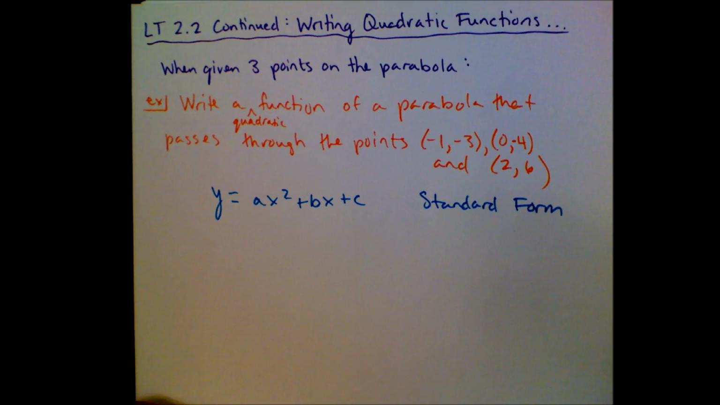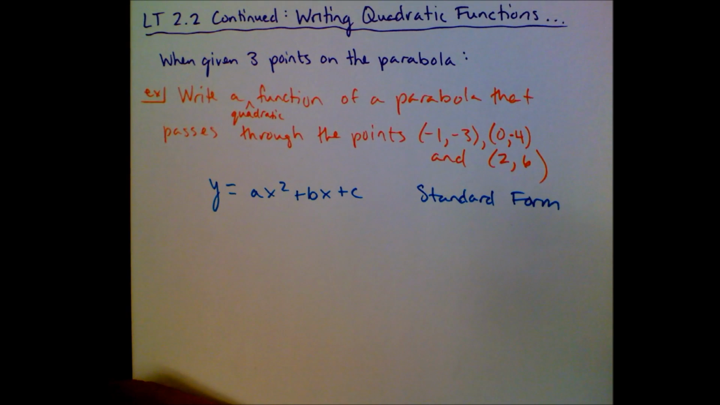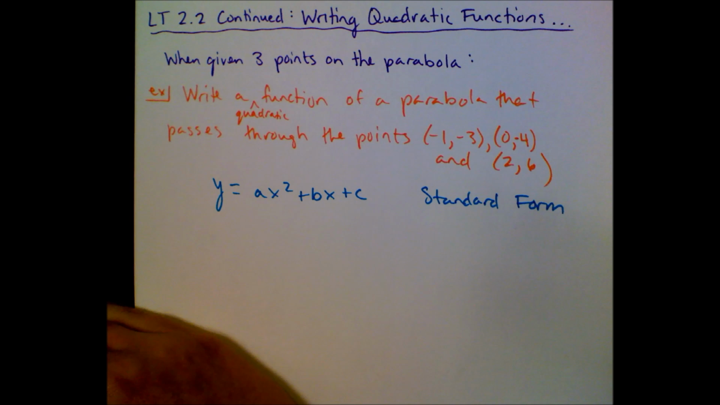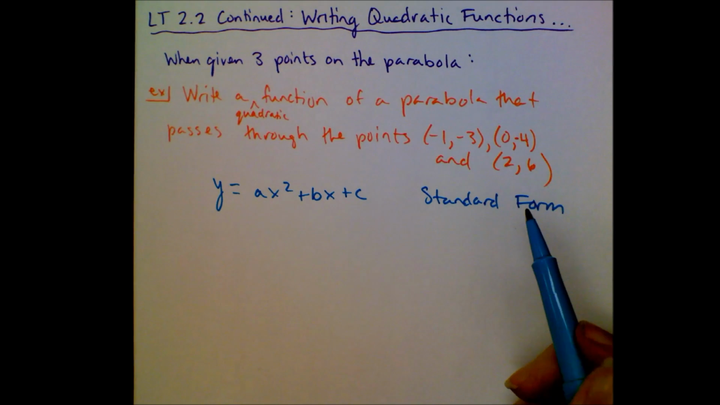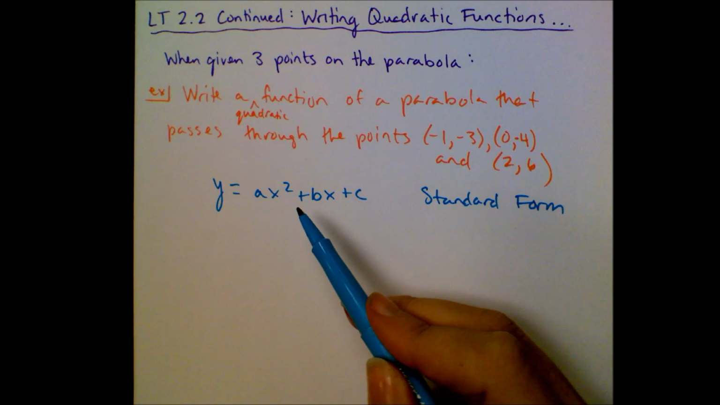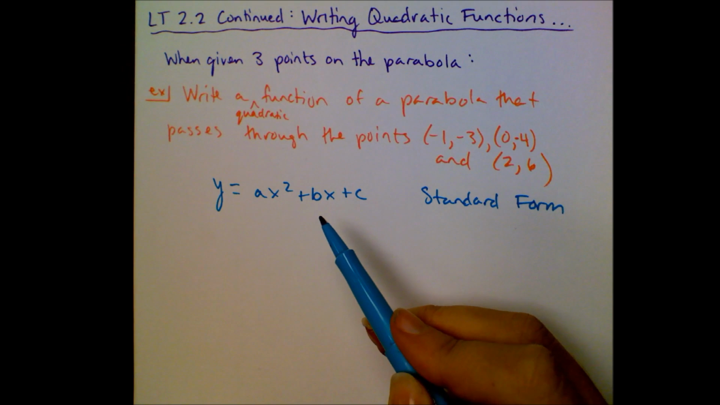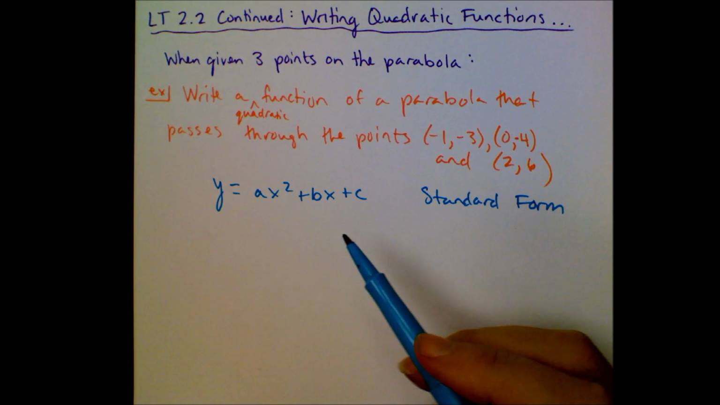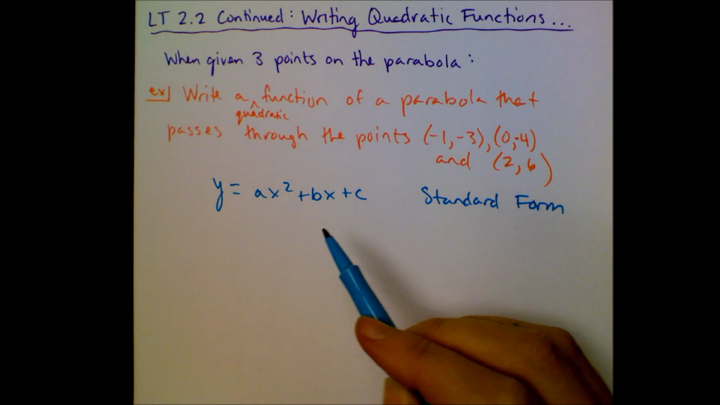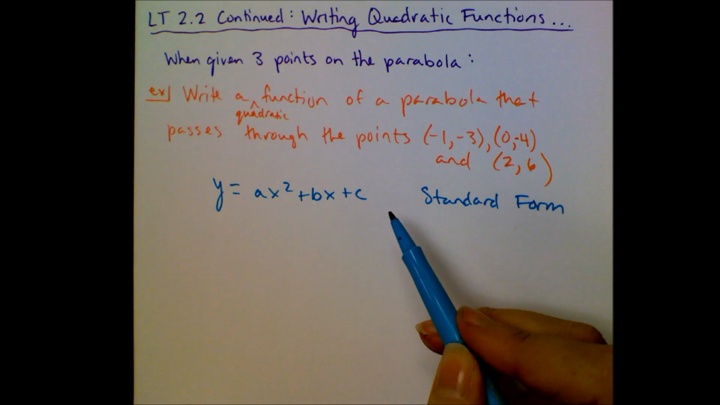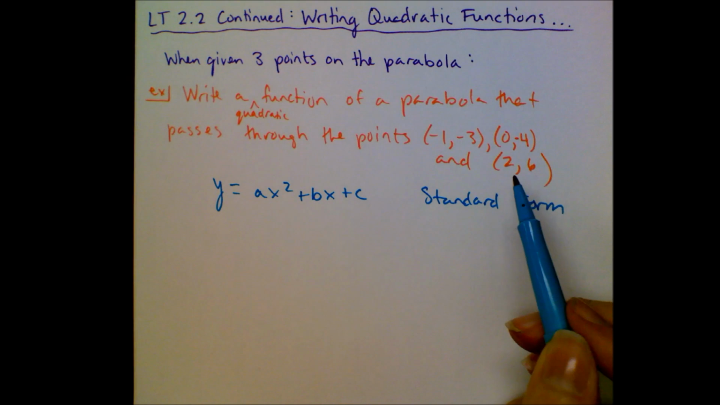Okay, now take a second and think about, what do I even have that I can put in there? Do I have y? Do I have a? Do I have x? Do I have b? What do we have? We have 3 random points. Remember standard form, the a and the b, they don't represent anything on the graph. They're just numbers that come from the equation. C represents the y-intercept, but they didn't give me the y-intercept.